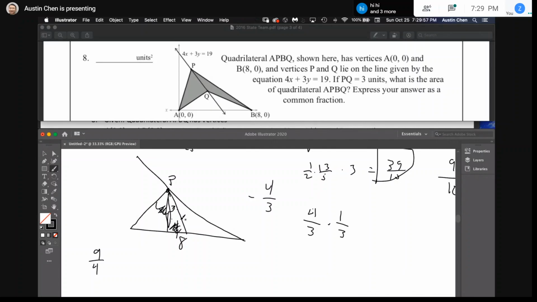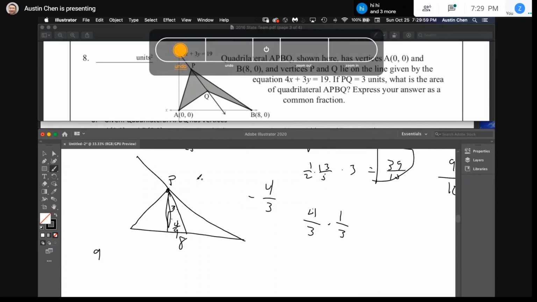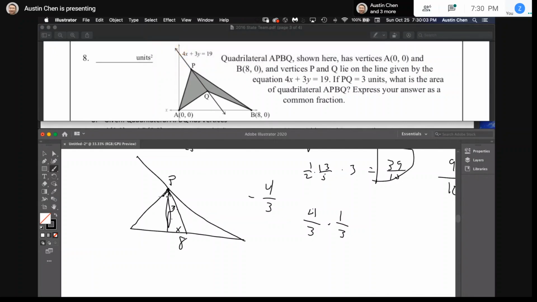We can say this is x, and because we have a slope of 4/3, this has to be 4/3 x. Yep. And we know that this is 3. Now we can use the Pythagorean theorem. And it's a 3-4-5 triangle. There's 3 and 4. What do you think the third side is?